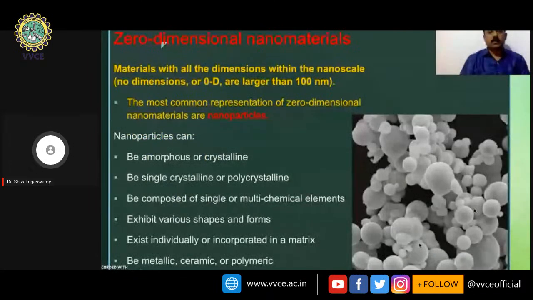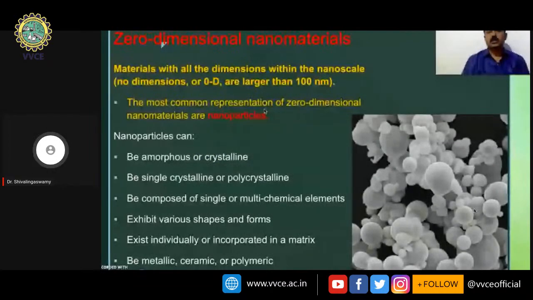We'll discuss one by one. Zero-dimensional nanomaterials, as I said, these are the materials with which all the dimensions are confined to nanoscale. And generally, nanoparticles and nanocrystals come under this class. And these nanoparticles can be amorphous, that means there could be a random arrangement of particles, or an erratic arrangement of atoms or molecules.